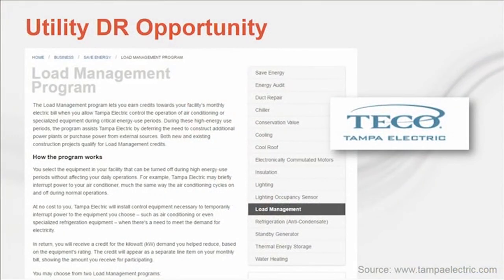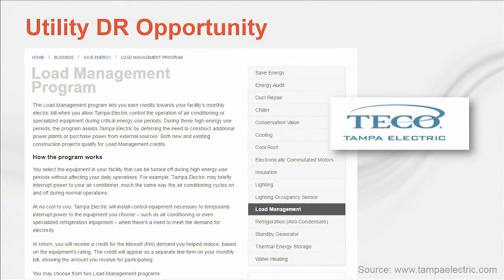Some utilities are also working with commercial and industrial customers in a more connected fashion. In the Tampa area, the local utility, Tampa Electric Company, will pay $3.50 per kilowatt per month for equipment they can directly connect to and issue a temporary power interruption in an emergency need.